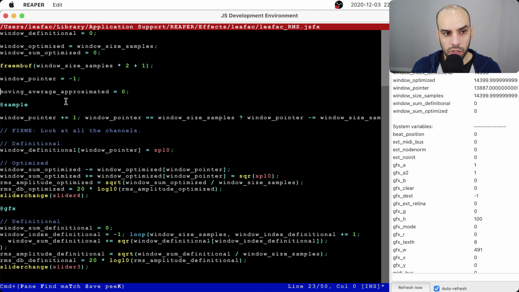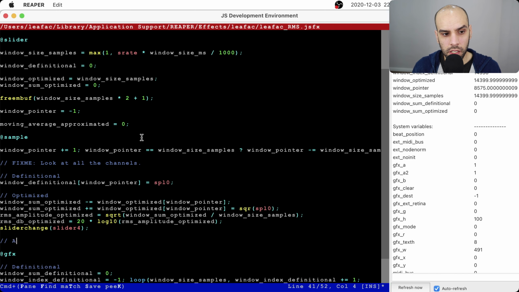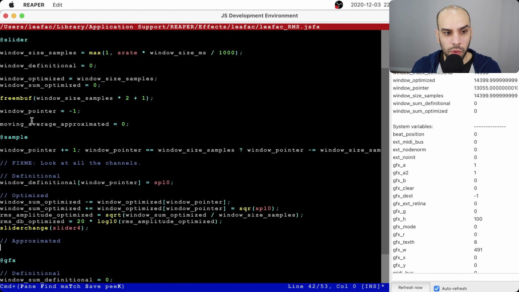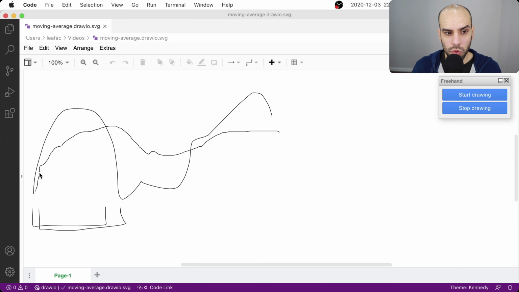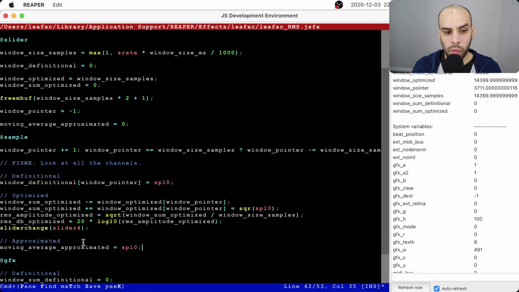So now on every sample, we are going to do some work. And the work is for our approximated version. And we want to update this moving average approximated. We want to do something to it. Well, what we want to do is to move that moving average, this line here, closer to the current sample. We don't want to move it to the current sample. Let's just move it to the current sample to begin with. That's a way to move that average to the current sample.